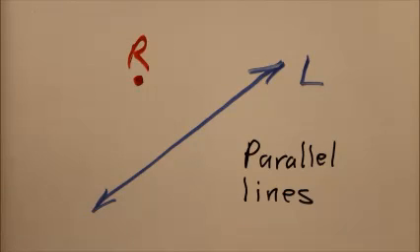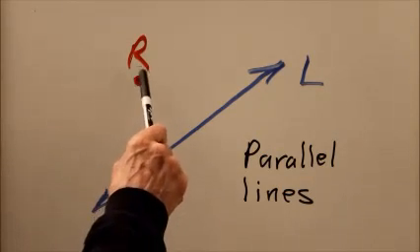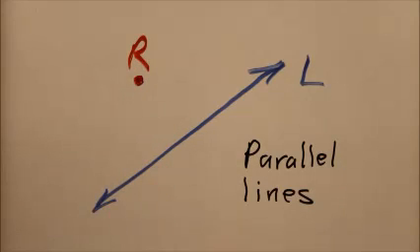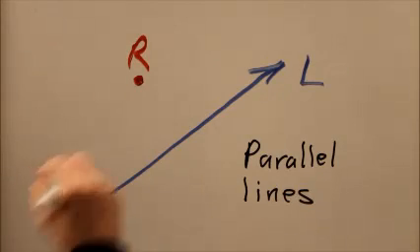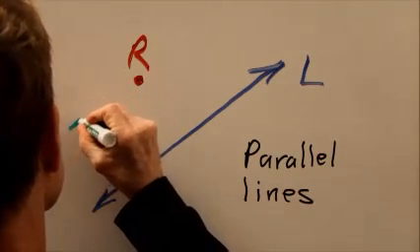The question asks us, how many lines can we find through that point R that run parallel to L? Well, the answer is one and only one. Exactly one.